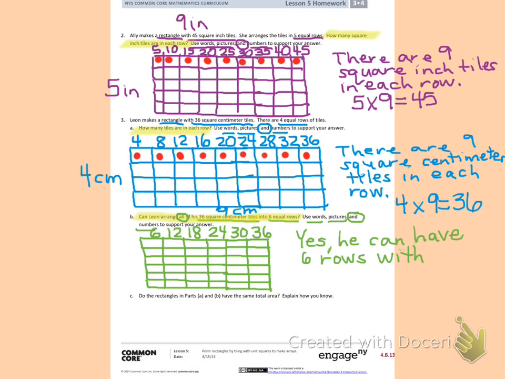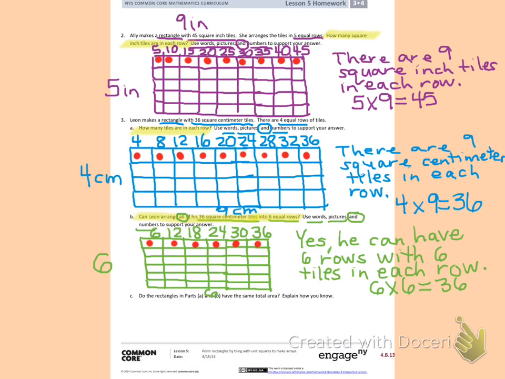Let's count them. 1, 2, 3, 4, 5, 6. He can have 6 rows with 6 tiles in each row. Six groups of 6 equals 36. Here are my 6 rows. Here are my 6 columns.